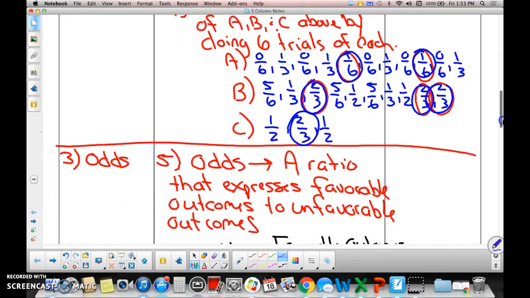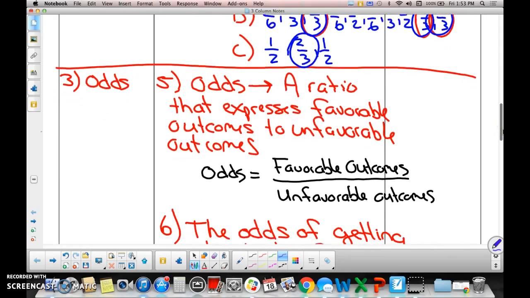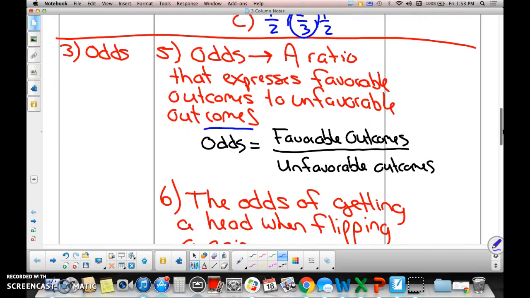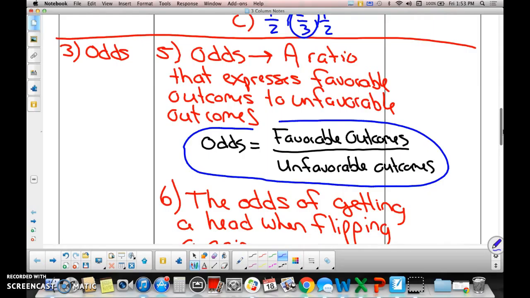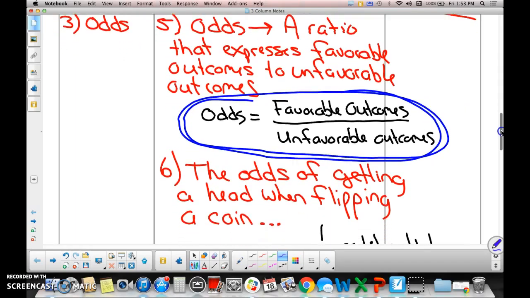Last one, odds. Here it is. Here's the big thing you need to remember. The definition is wonderful. If you understand the formula for odds, the definition shouldn't be too hard to remember. Favorable over unfavorable. Okay? And we did some practice.